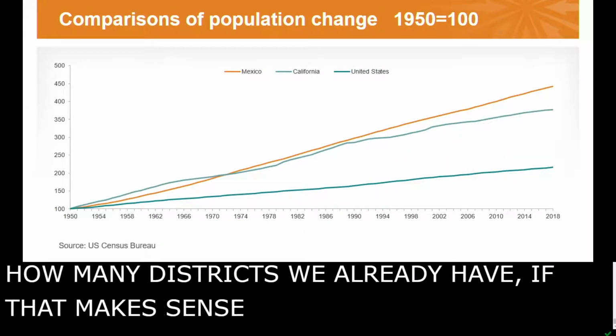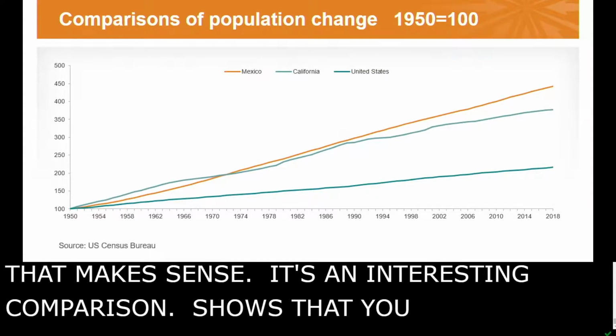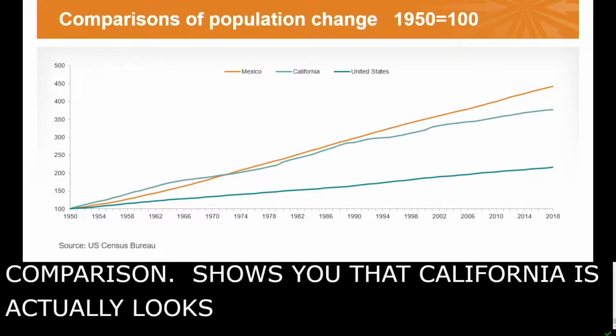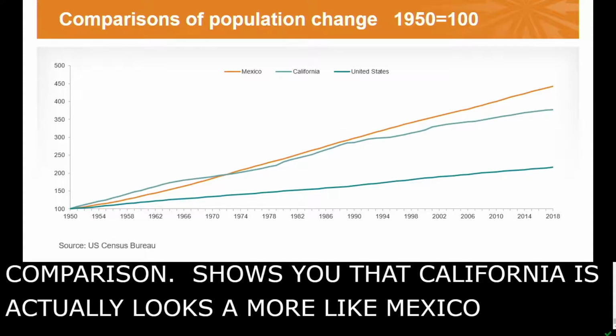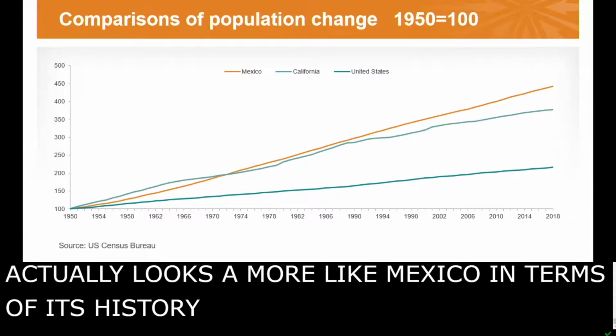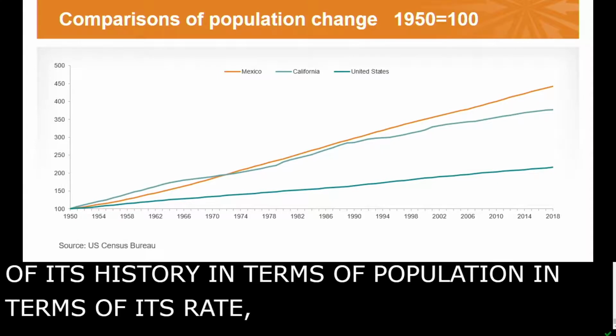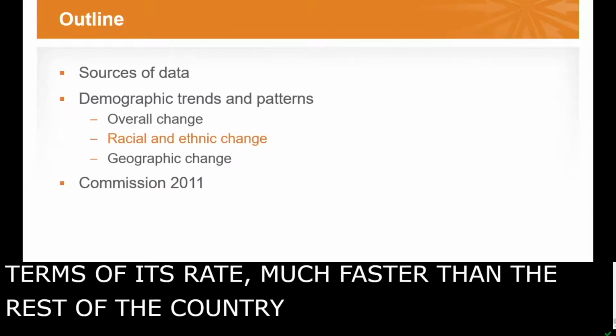This is just an interesting comparison. It shows you that California actually looks a lot more like Mexico over its history in terms of population growth than it does the rest of the United States. Much faster growth than in the rest of the country. So we're still a large and growing state.